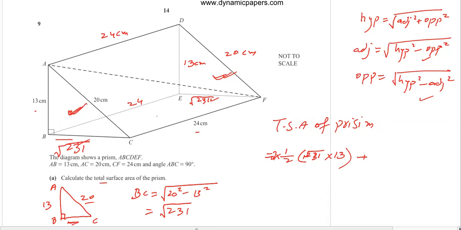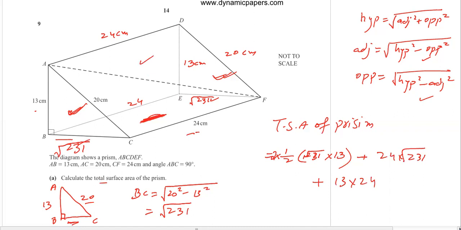Now you need the area of this base also. If you look at that one, it looks like a rectangle in this case. So I can say this is 24 multiplied by root 231. But again it has not been confirmed about these sides. Okay, let's see. Plus, then go for the area of this one. In this case, the area will be 13 multiplied by 24.